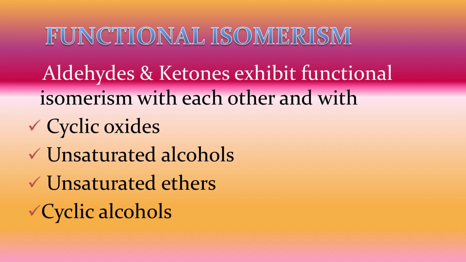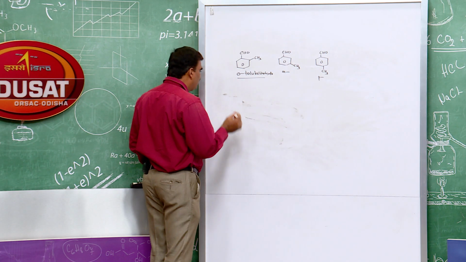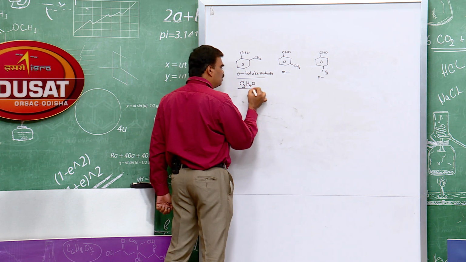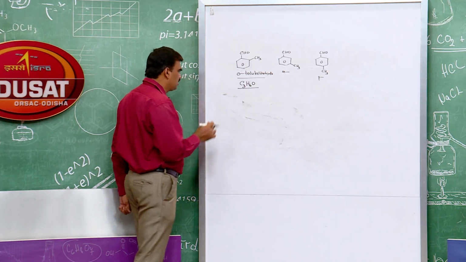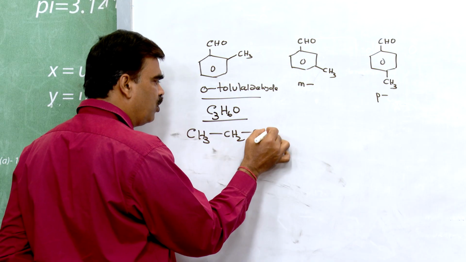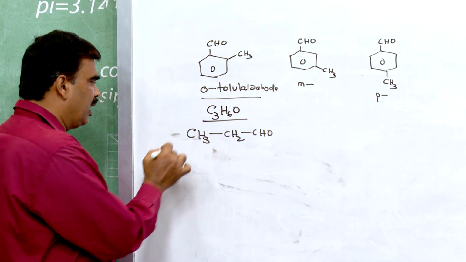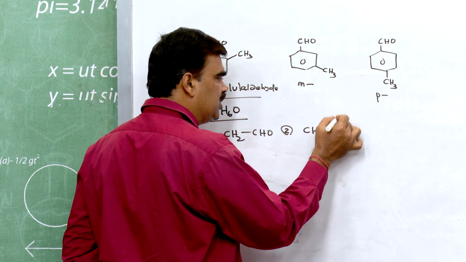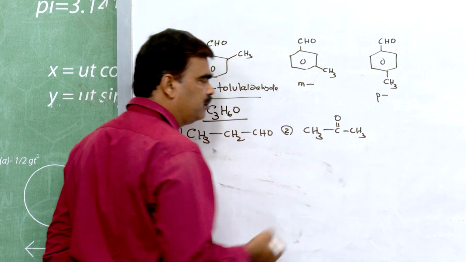Let's have the example. Once again I am repeating, aldehydes and ketones with cyclic oxides, unsaturated alcohols, unsaturated ethers and cyclic alcohols, they are all functional isomers of each other. Let's have an example. So C3H6O, this was asked in some entrance examination. Like I can have a compound like CH3CH2CHO, propionaldehyde number 1. I can have acetone, this is aldehyde and its functional isomer is a ketone.